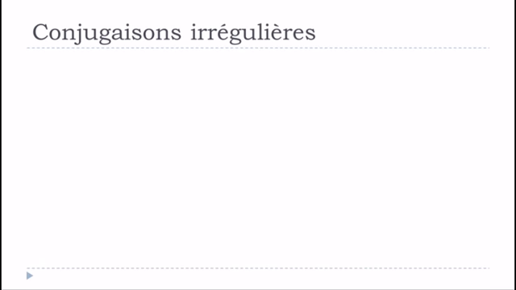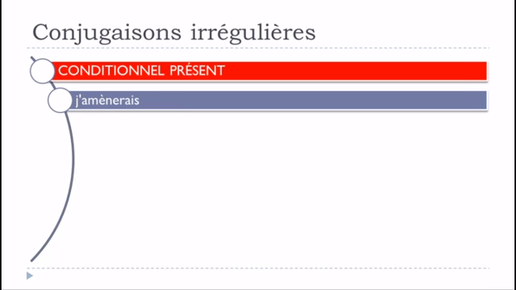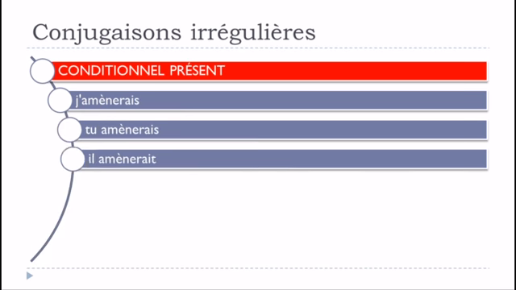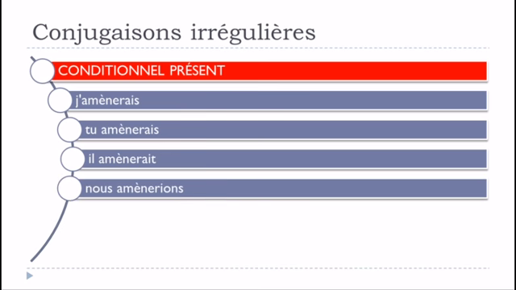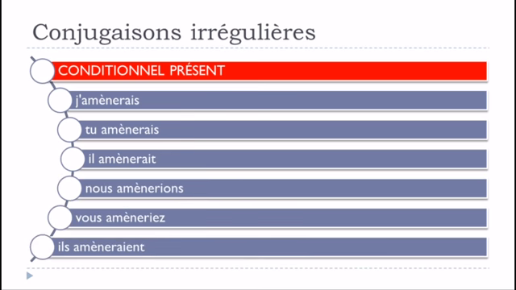Let's see now the conditionnel présent: j'amènerais, tu amènerais, il amènerait, nous amènerions, vous amèneriez, ils amèneraient. It's exactly the same thing: the modification affects all the forms, but it's exactly the same modification as we saw previously. Just put this accent grave on top of the e.